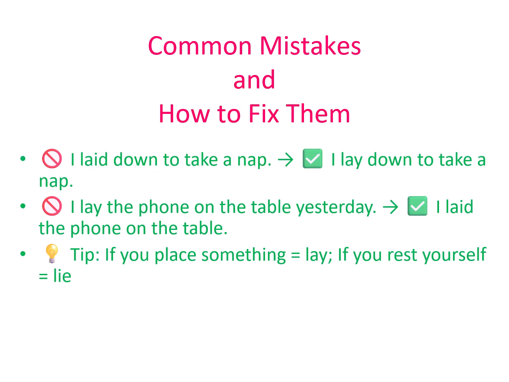Let's look at some common mistakes people make, and how to fix them. The first wrong sentence says, I laid down to take a nap. That's incorrect because there's no object. You're just resting. The correct way is, I lay down to take a nap. Another mistake is, I lay the phone on the table yesterday. Here, you're putting something down, the phone, so you need an object. The correct sentence is, I laid the phone on the table yesterday.